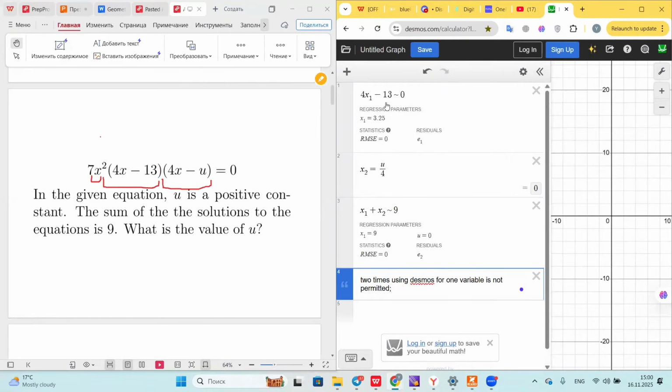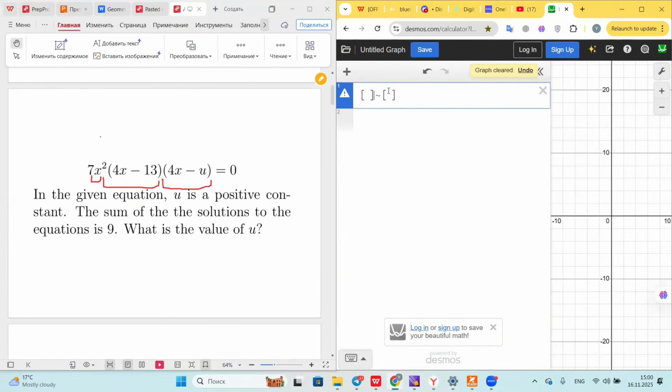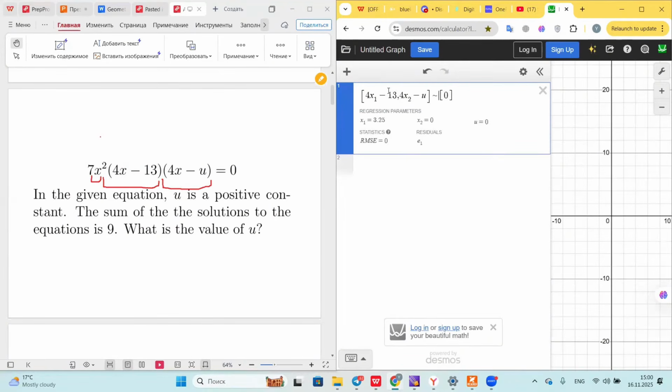What does it mean? Here you are using x1 for regression, and here also you are using x1 for regression. How to avoid this case? This listing method helps you. It means 4x1 minus 13 equals 0. Another one is 4x2 minus u equals 0. And at the same moment, x1 plus x2 will be equal to 9, the sum of solutions in the problem. Now that one will be the correct answer.